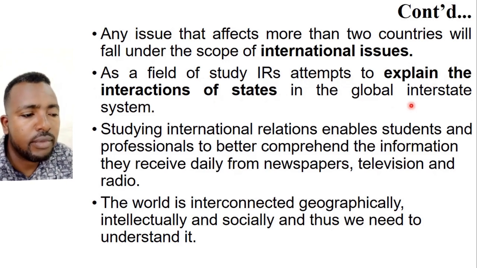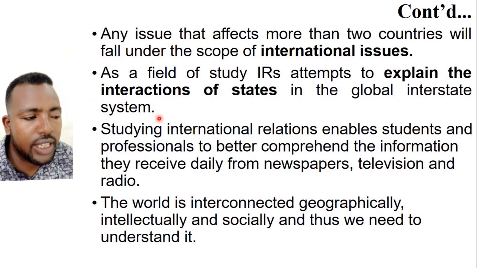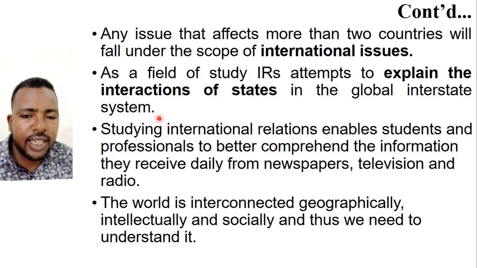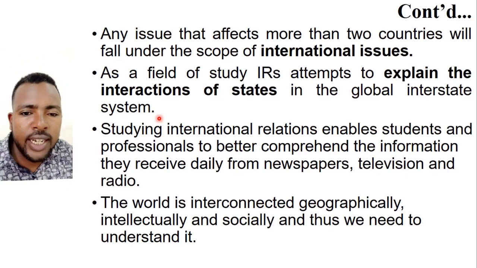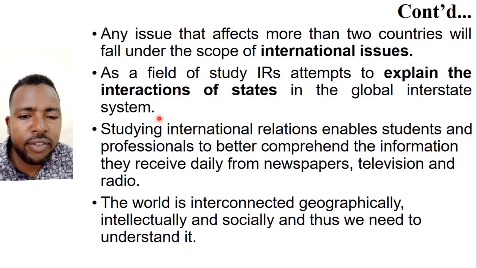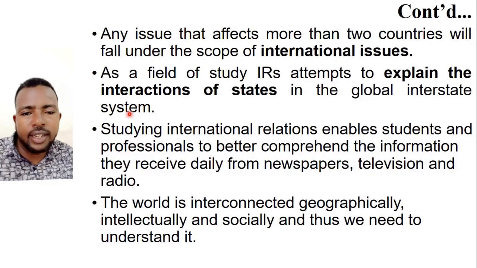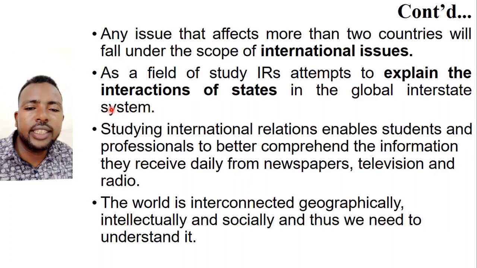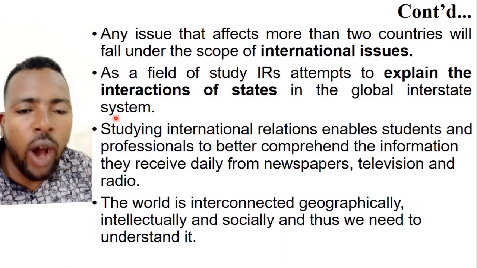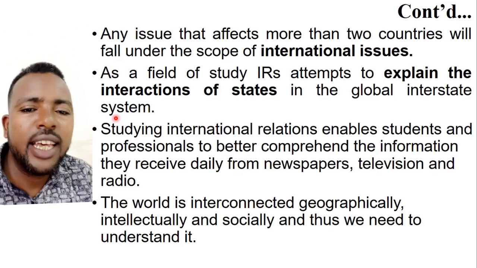So as a field of study, international relations attempts to explain the interaction of the states in the global interstate system. What is meant by the global interstate system? The global interstate system is a grand system in which every state is pegged and interacts with each other. Multilateral organizations like the United Nations, WTO, IMF, World Bank, World Health Organization, and other intergovernmental organizations are considered to be interstate systems. A global system, the international system by itself, is a giant of interactions and spheres in which states are expected to be interacting. This is why international relations is expected to study the interaction of the states.